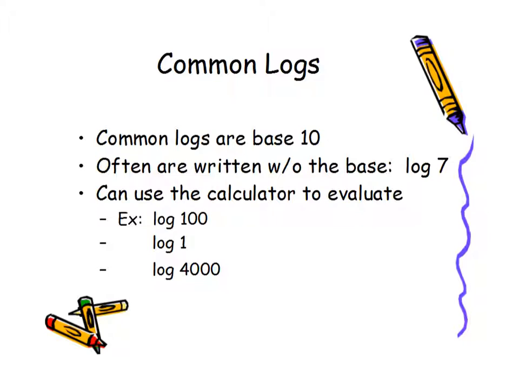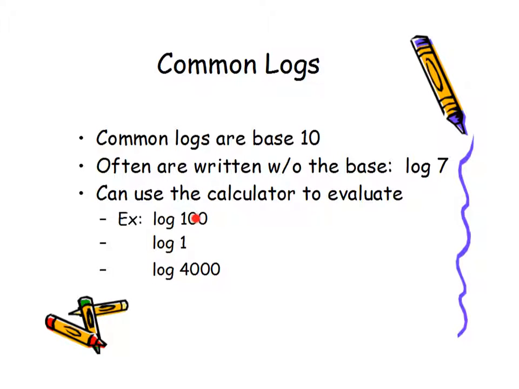It's so common that we get lazy and we don't even write the base on the logarithm. If you just see a log 7, this is assumed to be common log. We assume there's a little 10 right there, though we don't write it. When you try to evaluate logs on your calculator, that's the button on your calculator that says log, that's common log, which means that we should be able to evaluate any of these logarithms using our calculator.